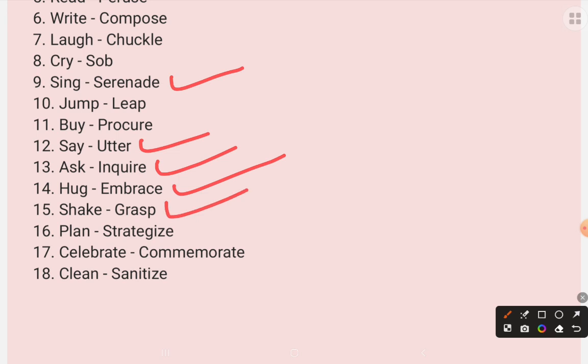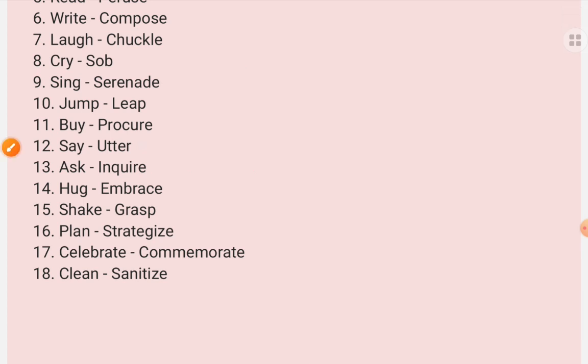Instead of plan, we use strategy. Instead of celebrate, we use commemorate. Instead of clean, we use sanitize. Improve your English after using these verbs.